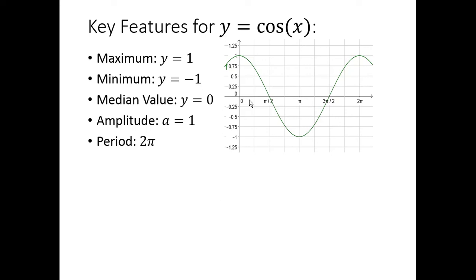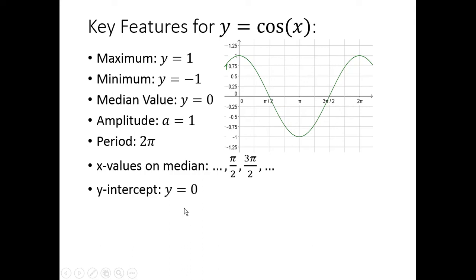Period, also 2 pi. So to get from where it starts to get back where it started, well, that is going through a full cycle of 2 pi. This is what's different about the cosine, where it crosses the median. Well, it crosses the median at odd multiples of pi on 2. So it's going to cross it at pi on 2, negative pi on 2, negative 3 pi on 2, 3 pi on 2, 5 pi on 2, and so forth. And its y-intercept, that should be a 1. Make sure that's a 1.